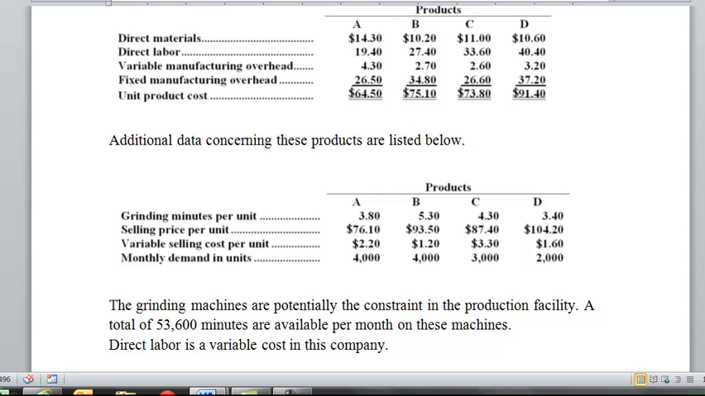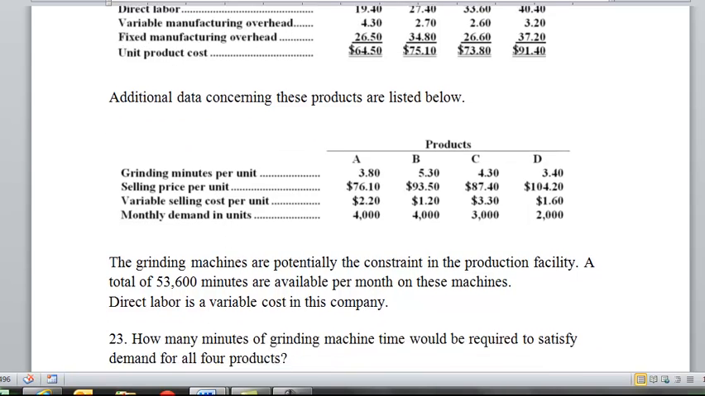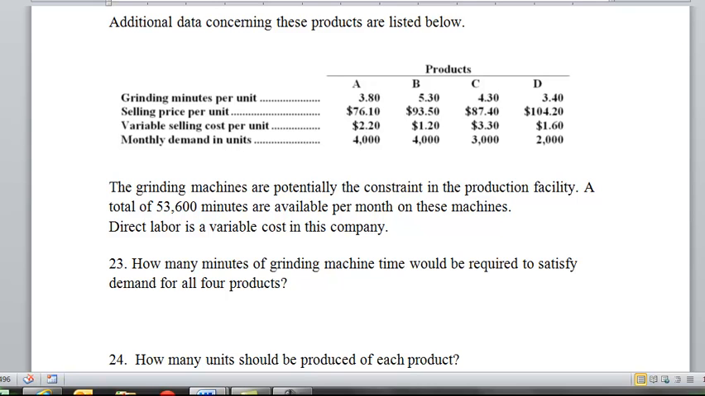Grinding machines are potentially the constraint in the production facility. A total of 53,600 minutes are available per month on these machines. Direct labor is a variable cost for the company. How many minutes of grinding machine time would be required to satisfy demand for all 4 products, and how many units should be produced of each product?